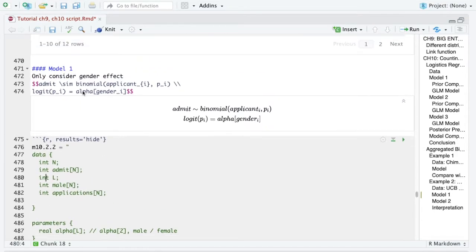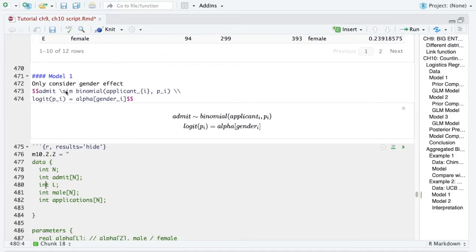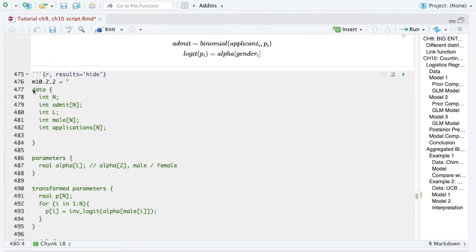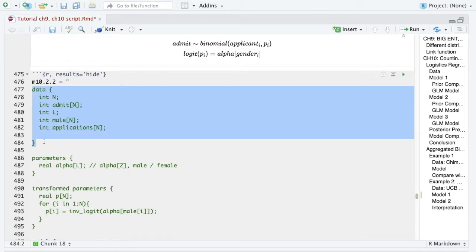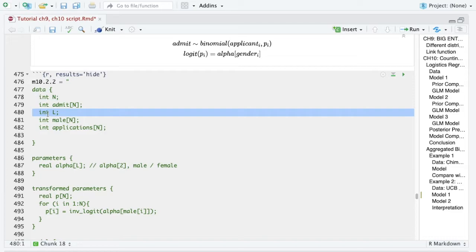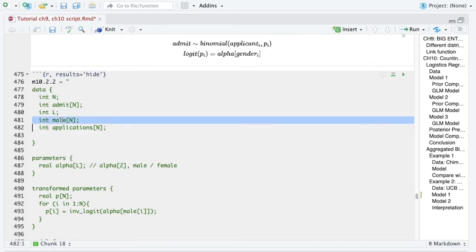So in the first model, we only take the gender effect into consideration. Okay, we can see the data part. As usual, we have a number of rows in the data, n, and admit, which is our y, and the number of levels in our categorical variable, and our gender effect.